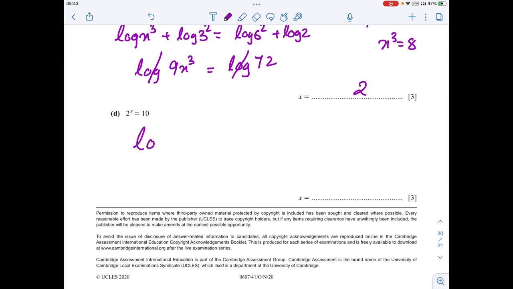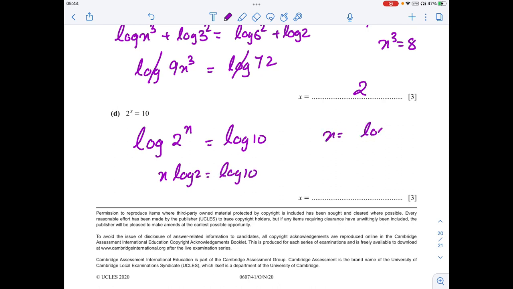Finally, 2 power x equals 10. So apply log on both sides. Then x log 2 equals log 10. Then x equals log 10 upon log 2. Simplify that. You should be getting the answer 3.32.